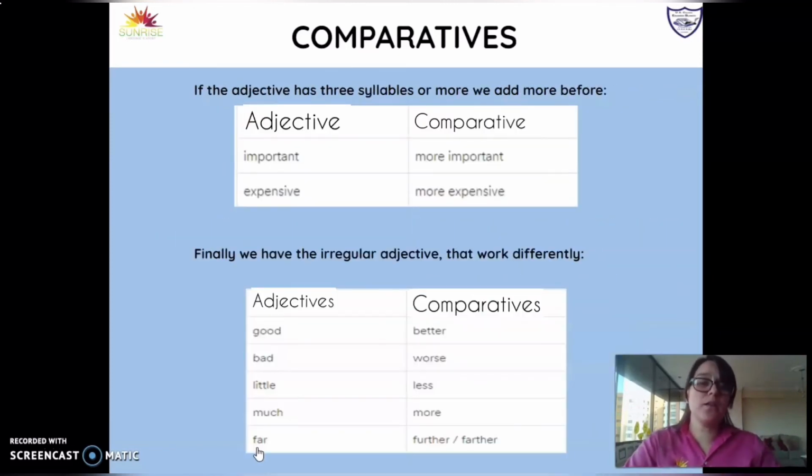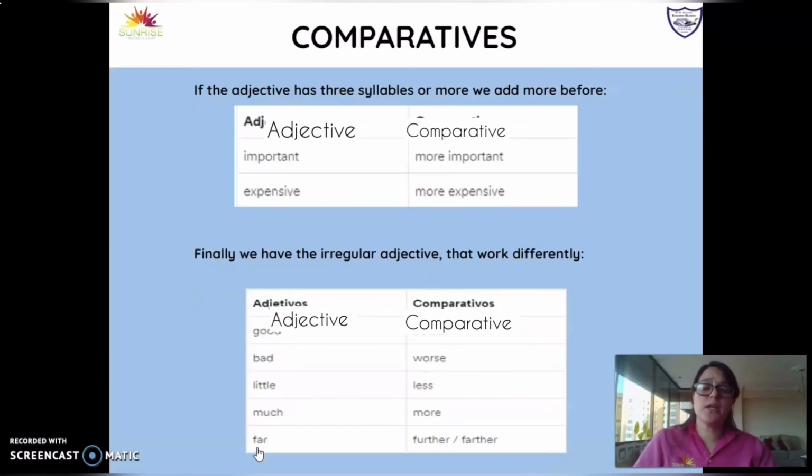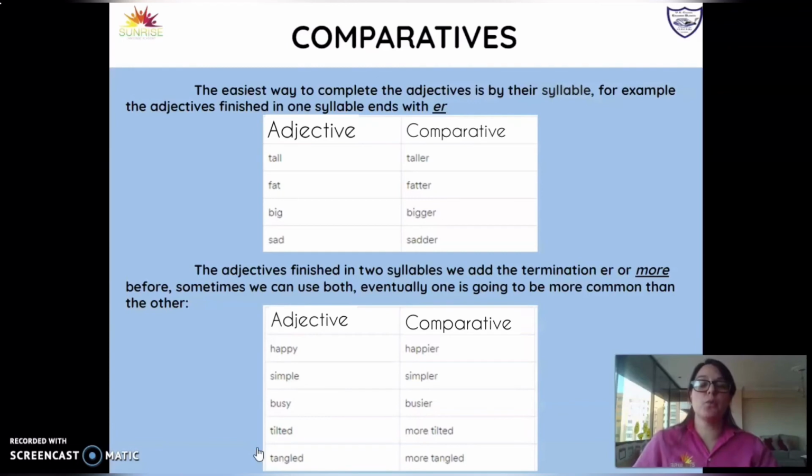It's very important that you know the difference between when we need to use the termination ER for the comparative and when we add more before, okay? All of these tables you can find either on websites or in your student book, which has a couple more examples that you can use, okay? It's very important that you take a look at the word of the adjective before deciding if you're going to use the termination ER or add more before. Remember that if you're not completely sure about the termination, you just add more before.